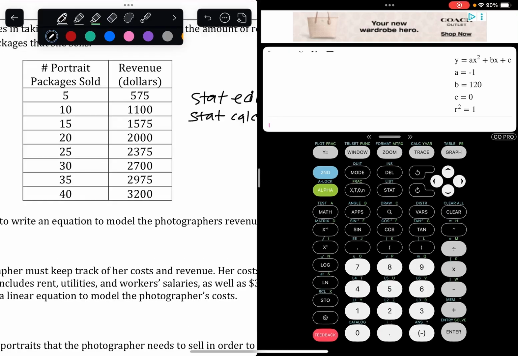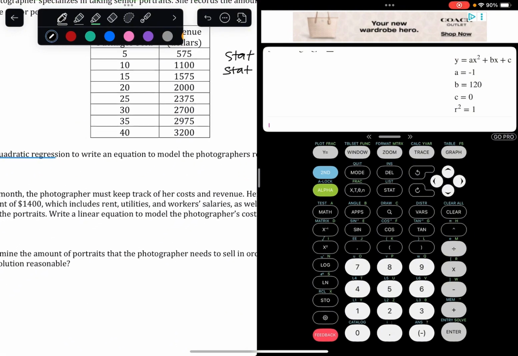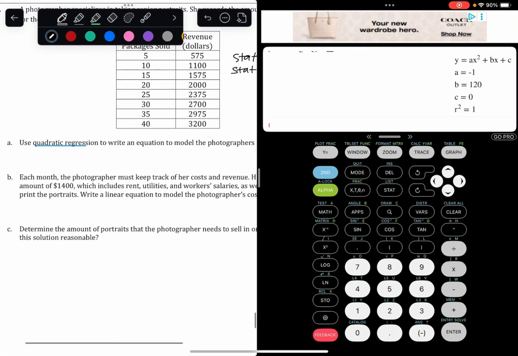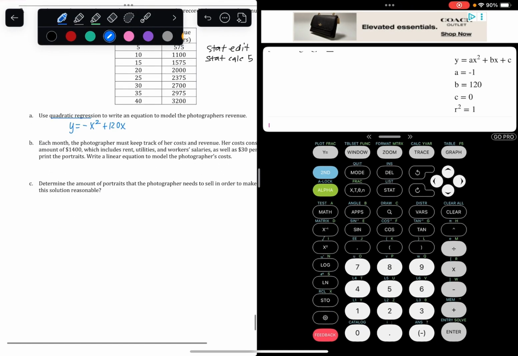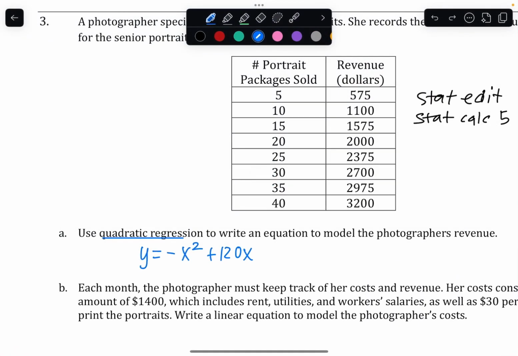They're telling me A is -1, B is 120, C is 0. So my quadratic equation would be y equals, A is -1, so negative x squared, B is 120, plus 120x, and then you could write the plus 0, but we usually leave it off. All right, so there's our quadratic equation.